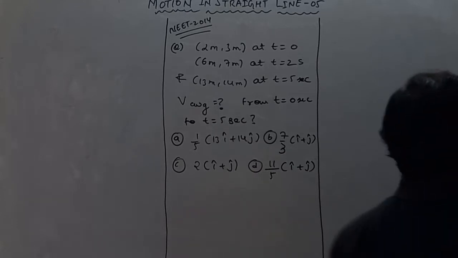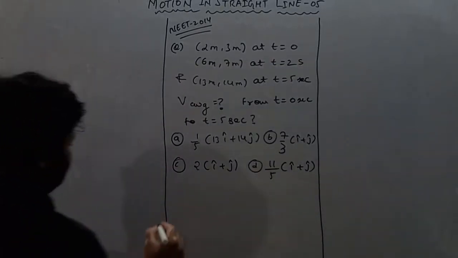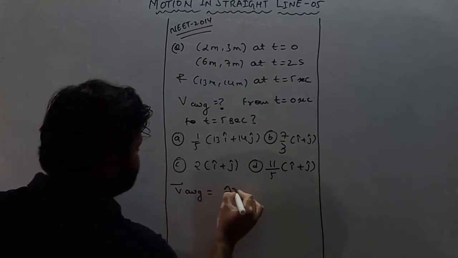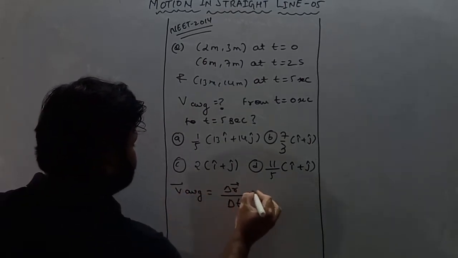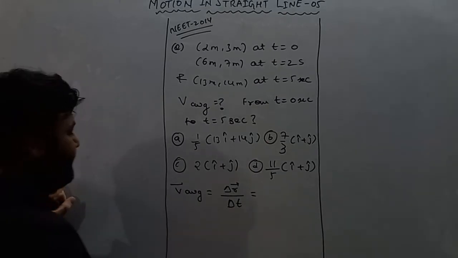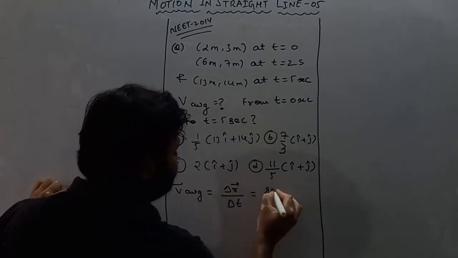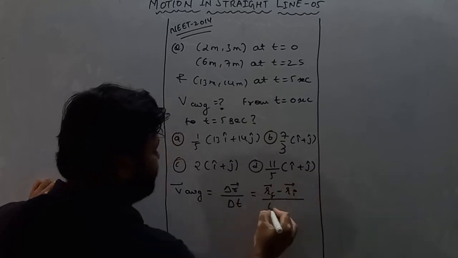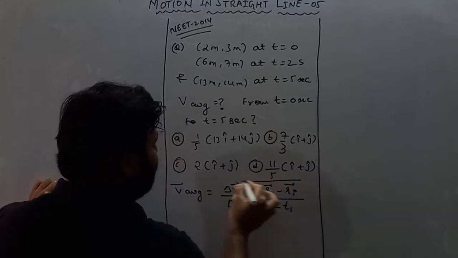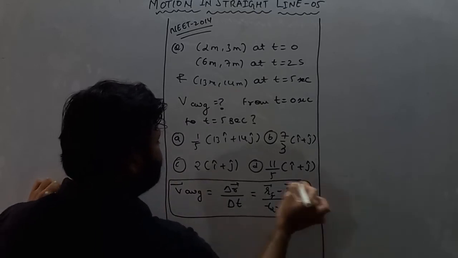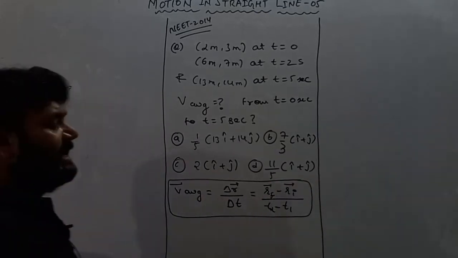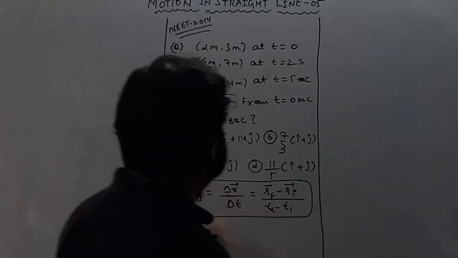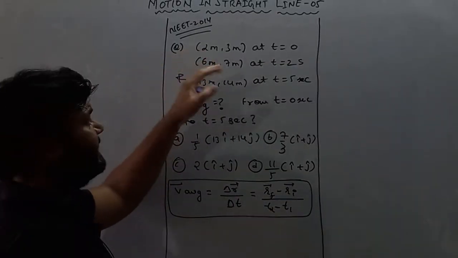So we know, my dear student, the formula of average velocity is equal to change in position vector upon change in time, and change in position vector means final position vector minus initial position vector, upon final time minus initial time. This is the formula of the average velocity vector. Dear student, this question is very easy. In this question the examiner is trying to bluff you.